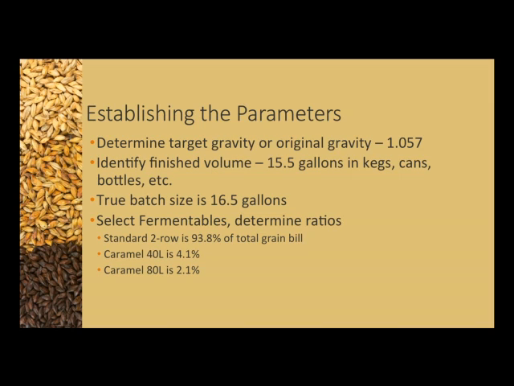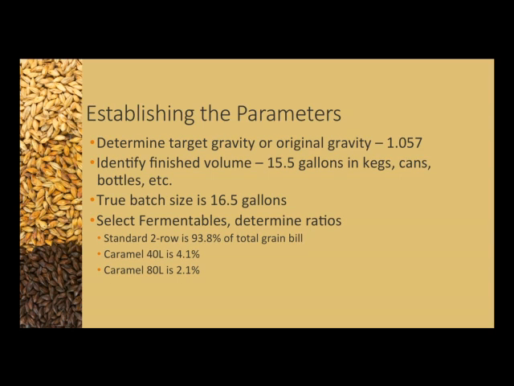Next is identifying the finished volume of beer, which is determined by the brewing system. For our recipe, we are hoping to end up with 15.5 gallons of beer in package, meaning kegs, cans, or bottles. So we work backwards to determine the batch size. We anticipate that we will lose some beer to dry hopping and fermentation, so we want to begin with 16.5 gallons in the fermenter. This is our true batch size.